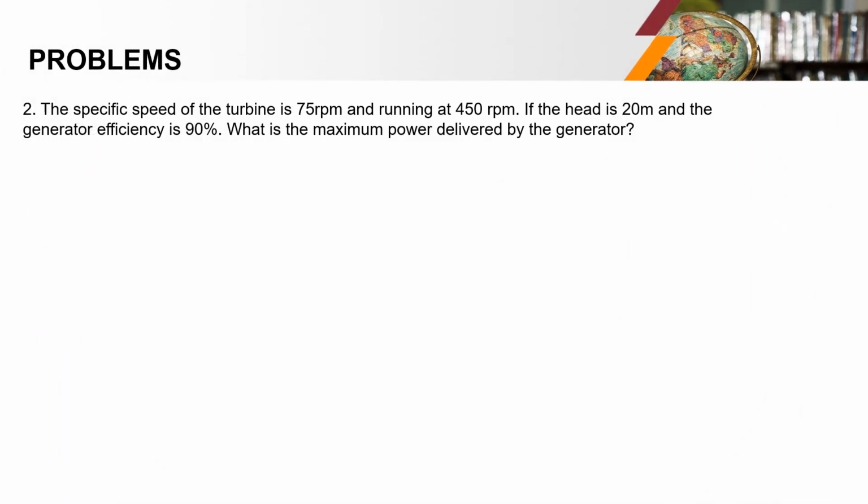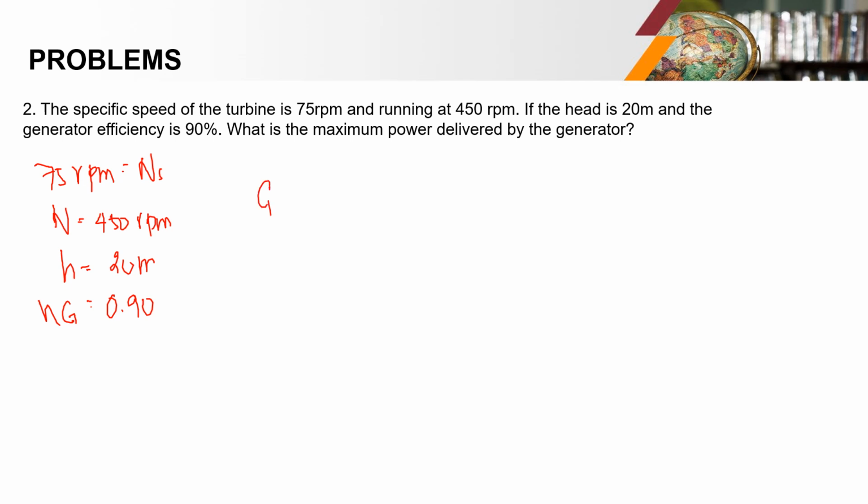For problem number 2, we have a specific speed of the turbine of 75 RPM. Okay, so this is the specific speed of the turbine running at N, which is 450 RPM. We have head equal to 20 meters and generator efficiency natin is equivalent to 0.90. So the maximum power delivered is being looked for. Okay? So, di ba? The generator output is equivalent to the efficiency of the generator times the brake power.